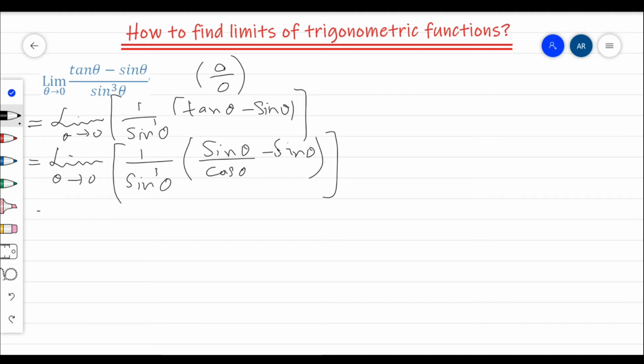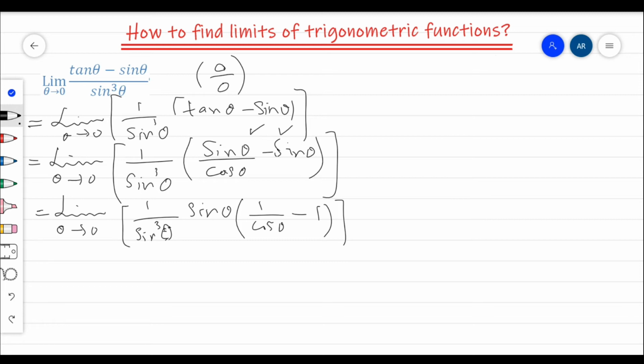Now limit theta approaches 0, 1 by sine cube of theta as it is, and you can see in the parenthesis that sine theta is common in both terms, sine of theta by cos of theta minus sine of theta. So we can take sine of theta as common from the bracket. So we will get 1 by cos of theta minus 1, with the sine function outside.